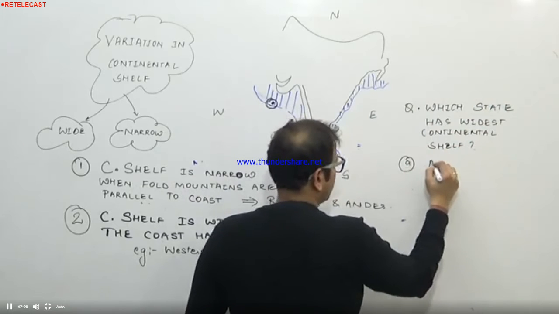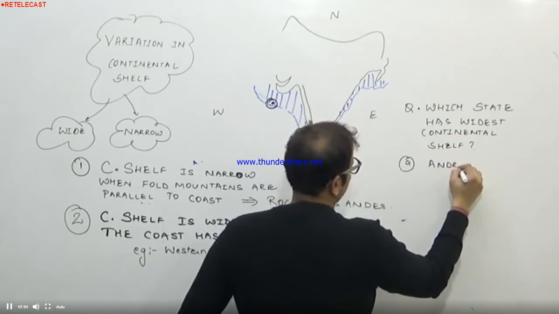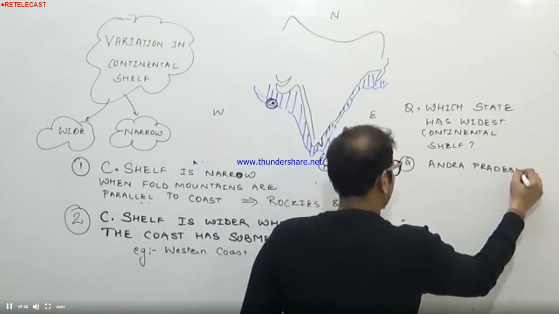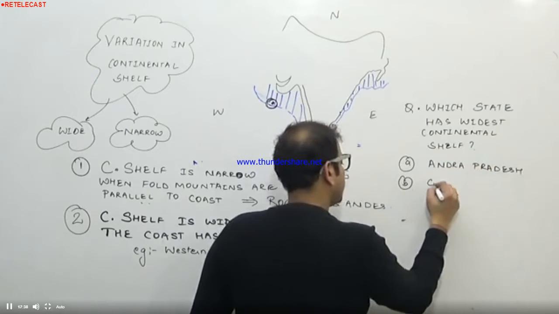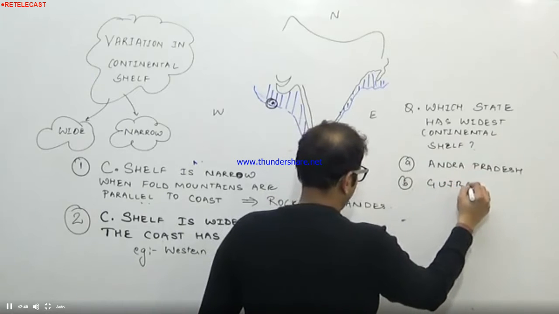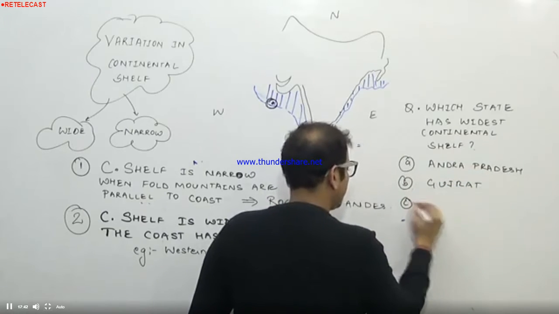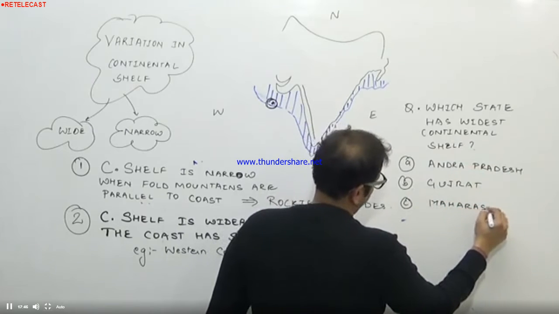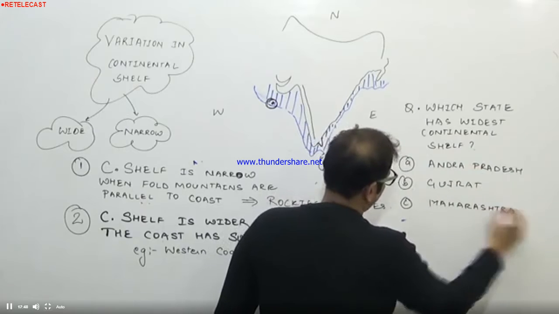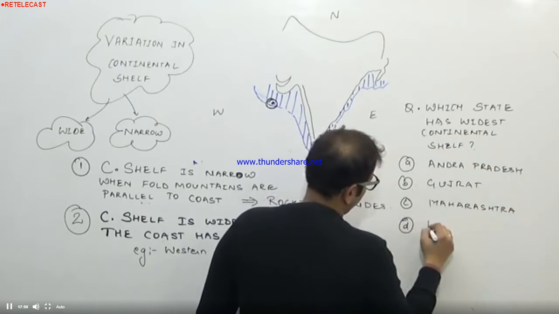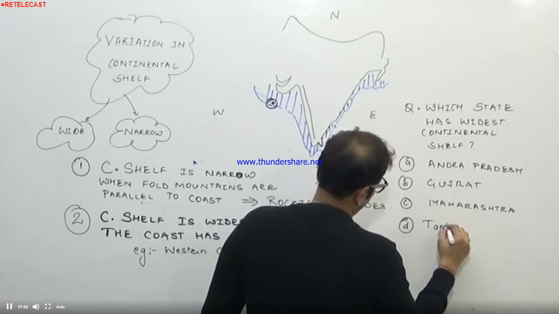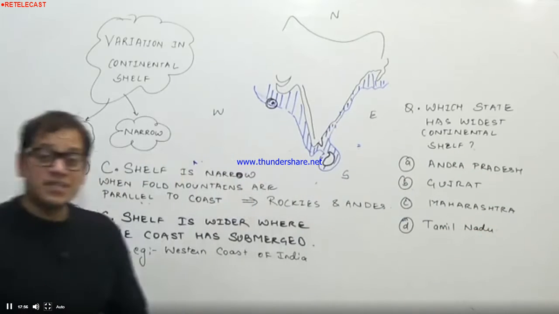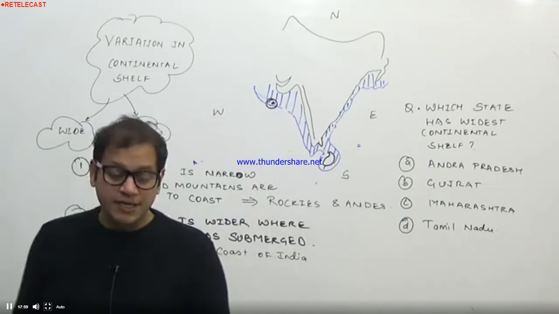One of the options was Andhra Pradesh. The second option was Gujarat. The third option was Maharashtra. And the fourth option was Tamil Nadu. So, I am asking you the same question. Which state in India has the widest continental shelf?